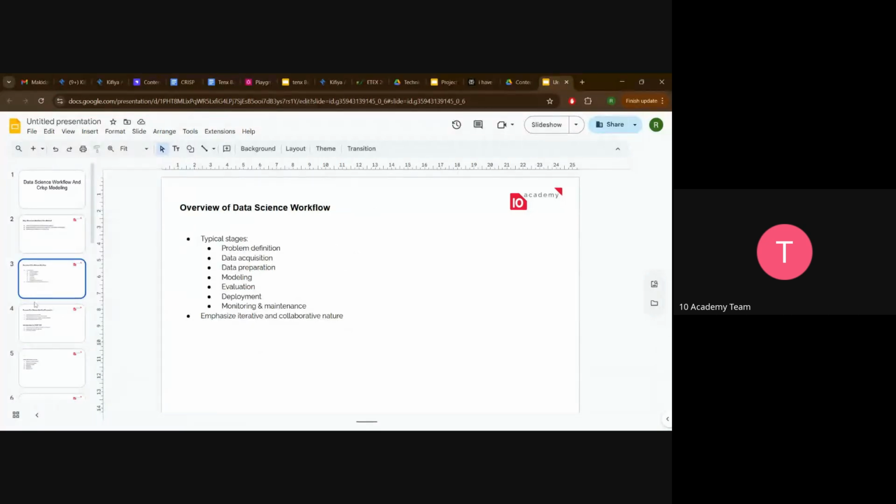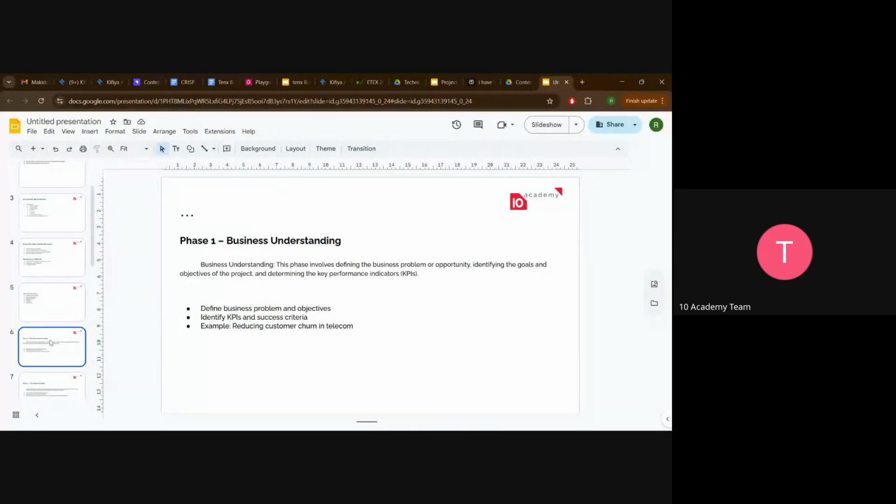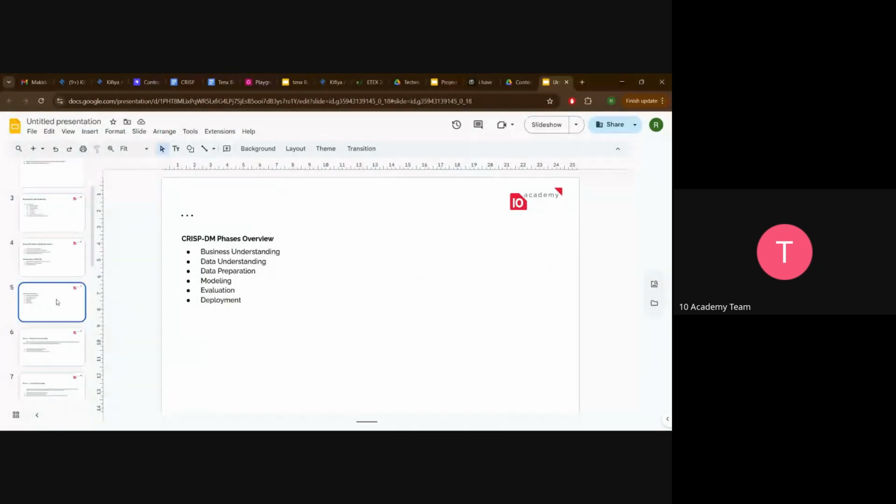We saw these typical stages in the data science workflow, right? In one of the models or workflows, which is CRISP, we're going to follow almost the same type of workflow. So this is business understanding, data preparation, modeling, evaluation, and deployment, the typical stages in the CRISP data mining phase overview.